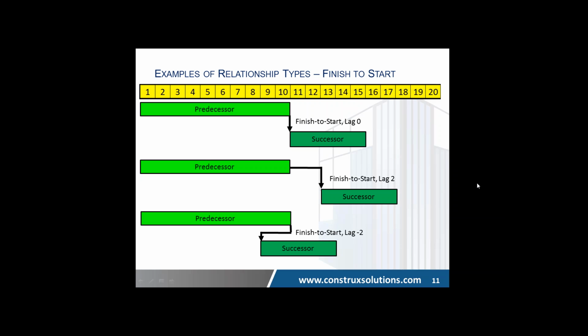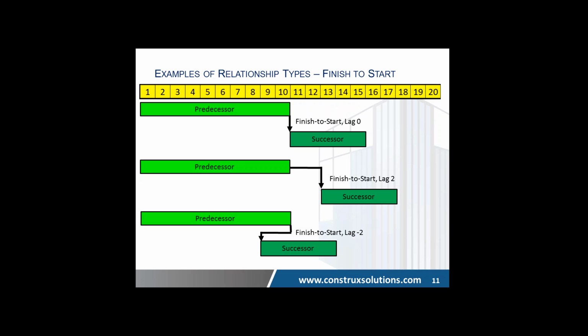Right here we'll talk about relationships. I want to show you examples of these relationship types. We'll first start with finish to start. As I said before, this is a finish to start tie. I cannot start this activity until my predecessor is finished. This would be a lag of 0. It would say that the moment this gets done, I'm going to start my other activity. This is very common in construction, particularly on the baseline schedules.